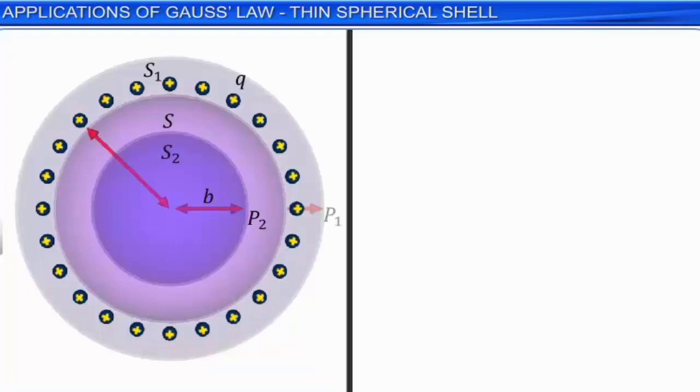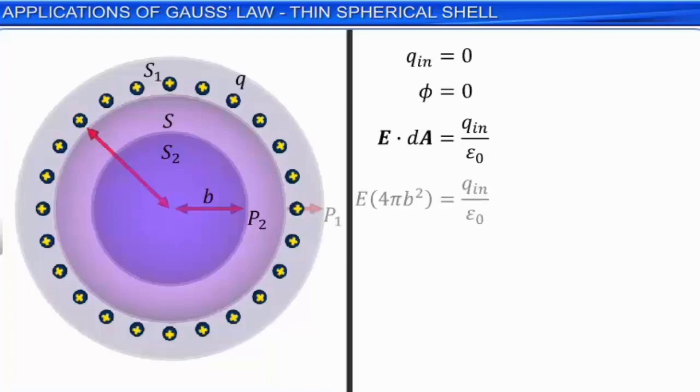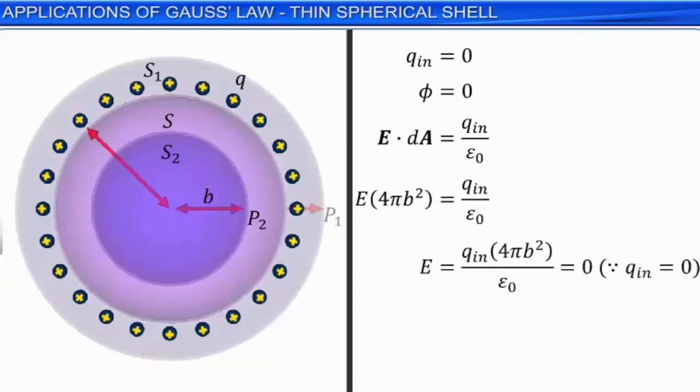Since the Gaussian surface S2 does not enclose any charge, Q_in is equal to 0 for the given surface. Hence, net flux phi through this surface is 0. According to Gauss law, the integral of E dot dA is equal to Q_in by epsilon naught. Given that the Gaussian surface S2 has a surface area of 4 pi b square, and since Q_in is 0 for S2, the electric field strength for any point within the Gaussian surface is 0.